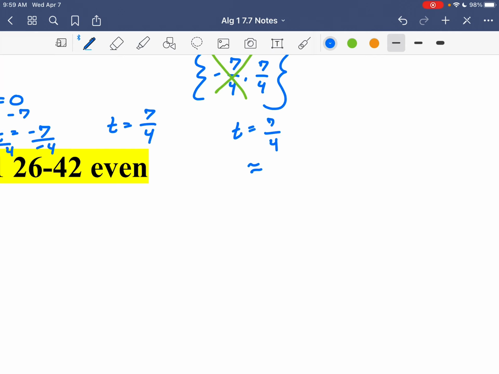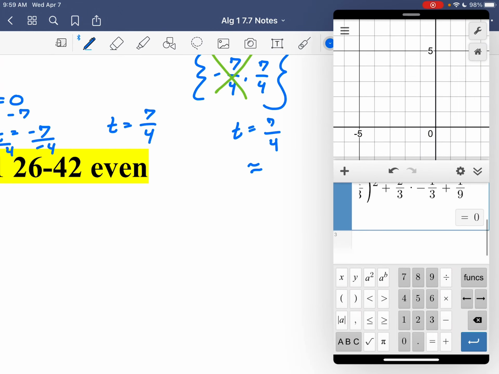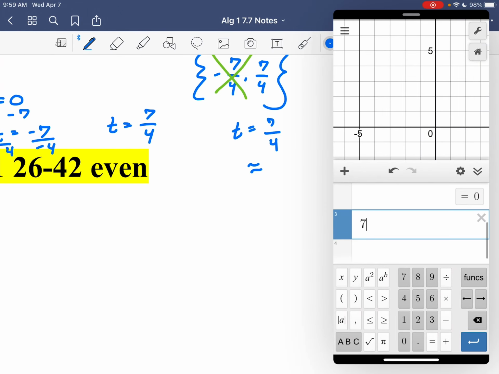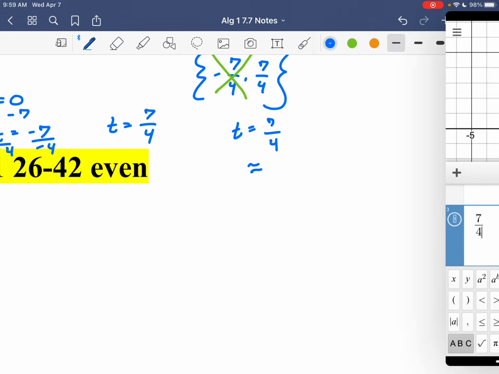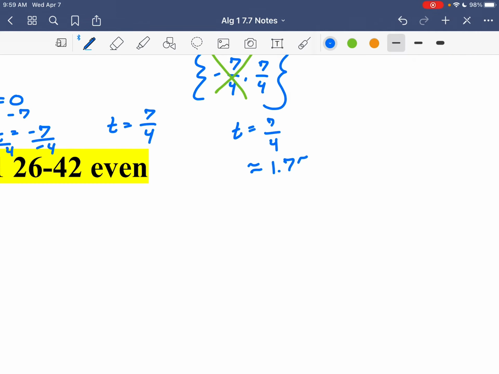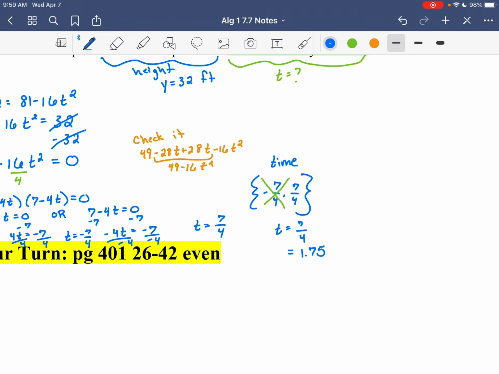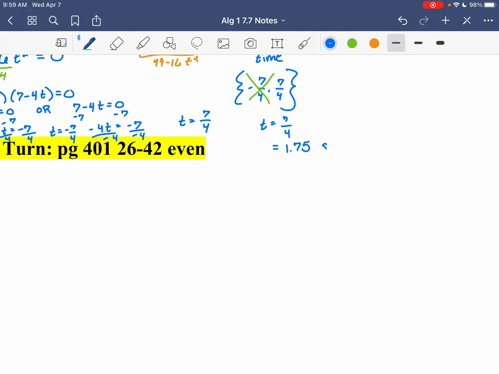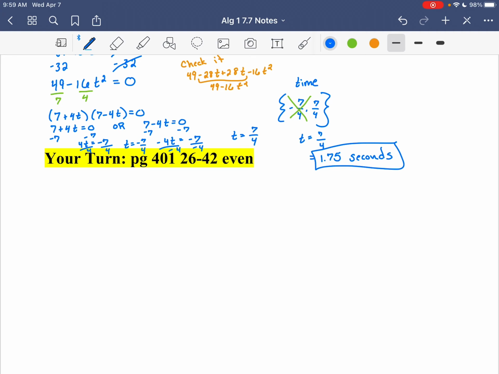We don't tend to like time as fractions, so 7 divided by 4 is 1.75, and that wasn't approximately, we didn't round that, that was exactly 1.75, and time here is in seconds. Make sure you label. So after 1.75 seconds, it hits the tree.